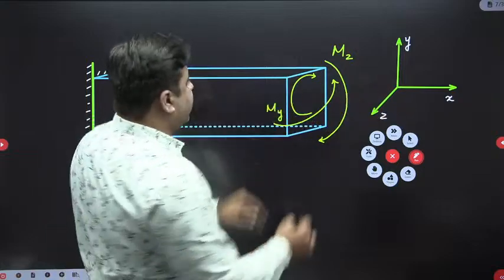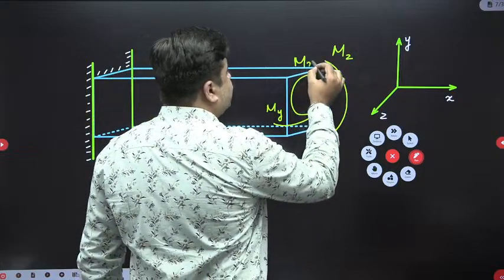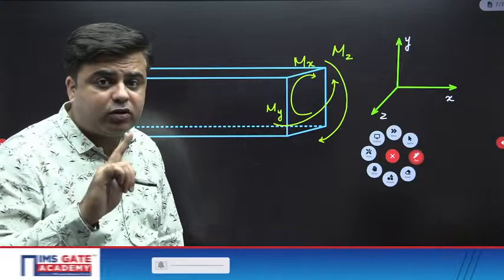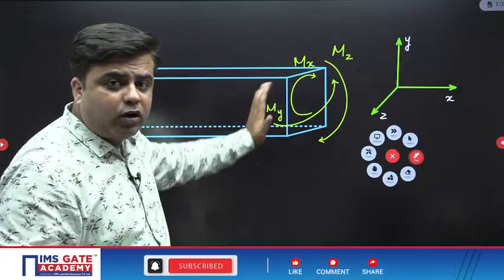So this is your Mx, and Mx will cause twisting in the beam. Mx will not cause bending. Mx is going to cause twisting in the beam.